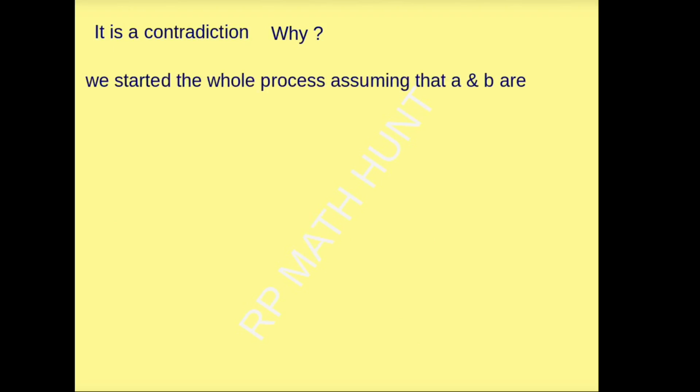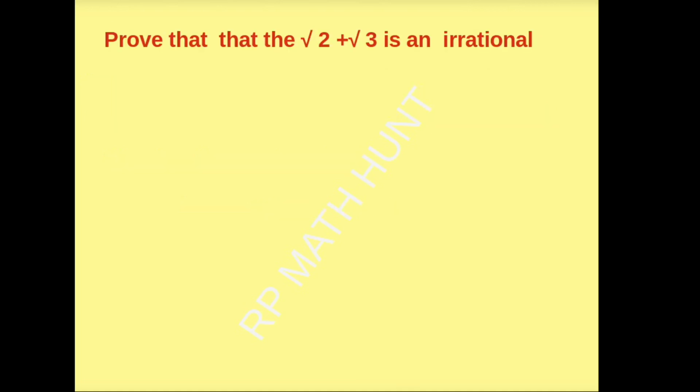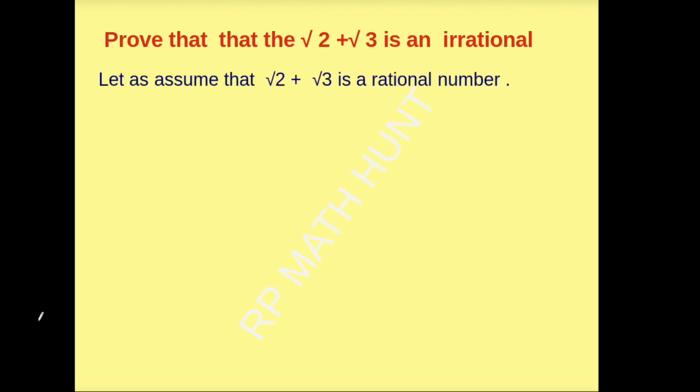Is it a contradiction? Why? We started the whole process assuming that a and b are co-primes, but here we get both have a common factor 2. Therefore, root 2 cannot be rational. Hence, root 2 is irrational. Prove that root 2 plus root 3 is irrational. Let us assume that root 2 plus root 3 is a rational number.